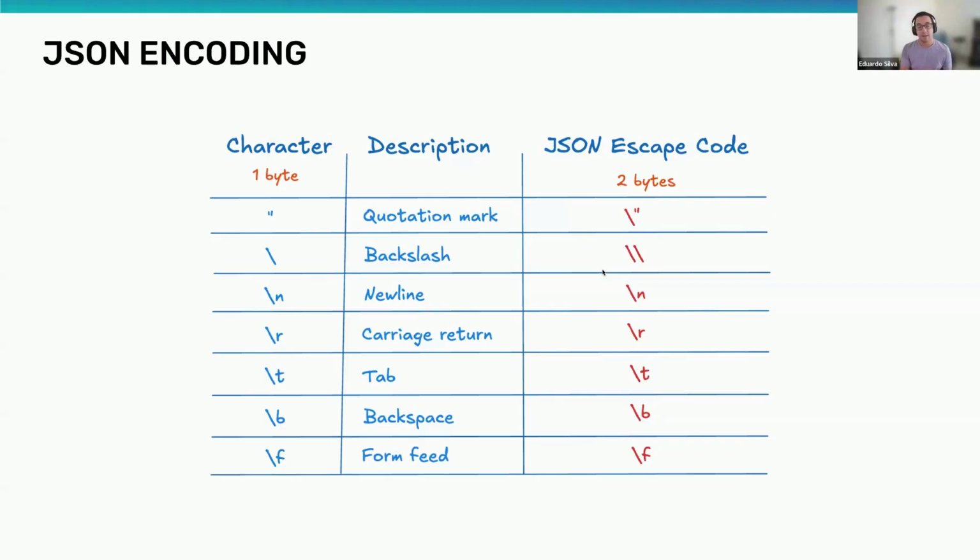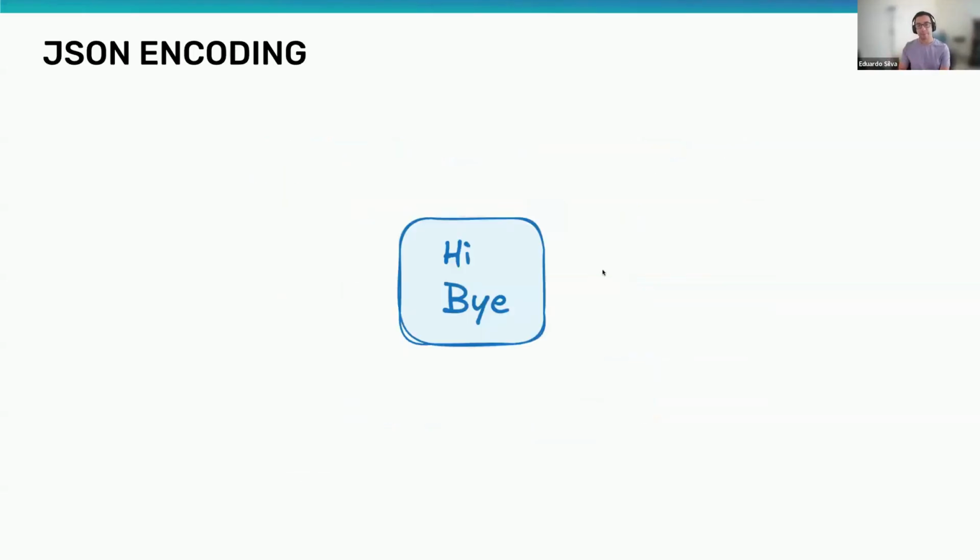For example, if you have a tab space, which in ASCII is \t, but has an ASCII code, in JSON that will be 2 bytes because you need to encode the backslash plus the t, right? So you get that it's a bit expensive.